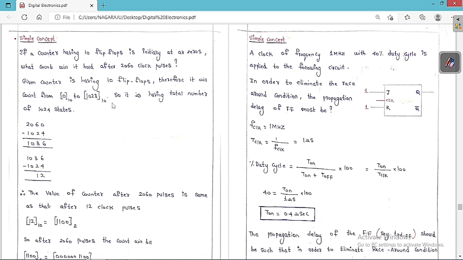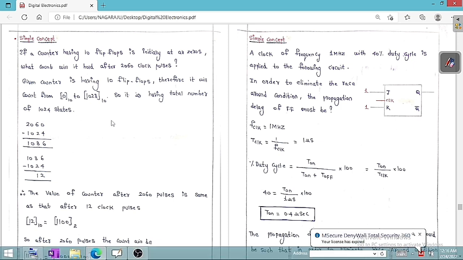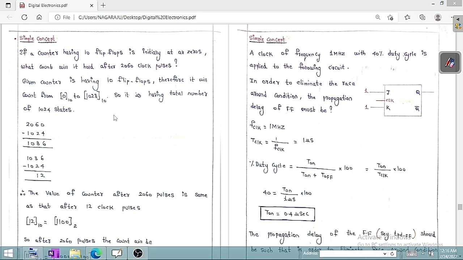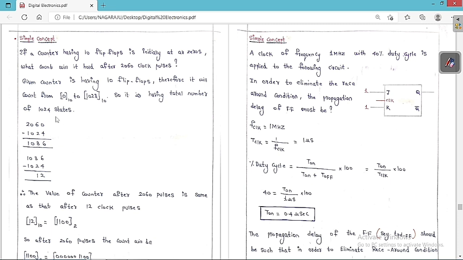So this is what it is going to tell you. It has a total of 1024 states. How many states does it have? It has a total of 1024 states, because I already told you 0 is one state, 1 is one state, 2 is one state, up to 1023 is also a state. If you count all these states, you get 1024 states. So total states are 1024, but the range of decimal numbers is from 0 to 1023.